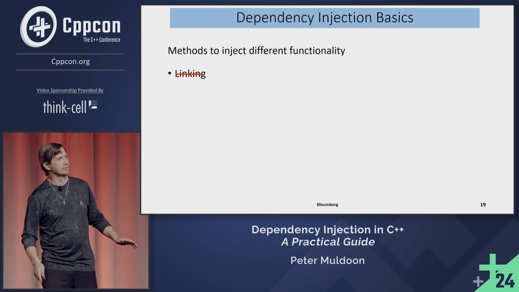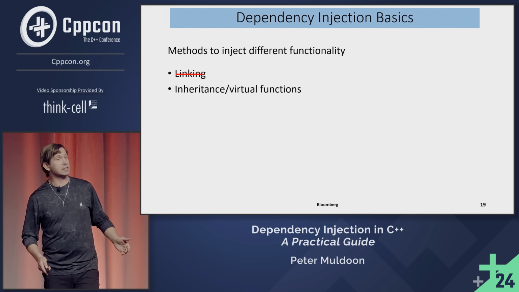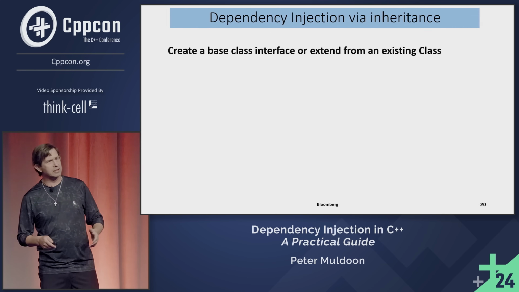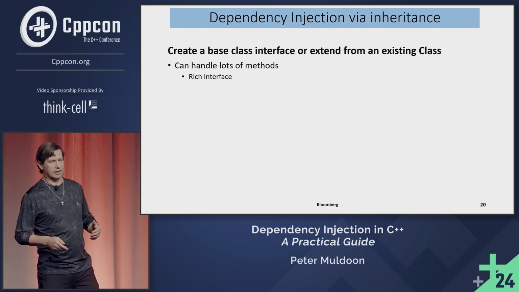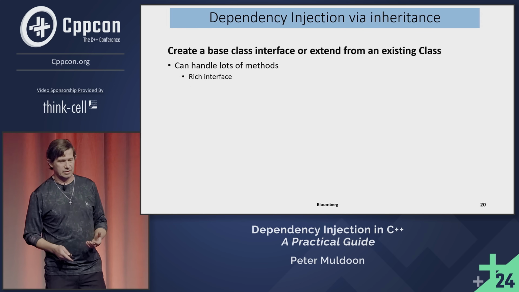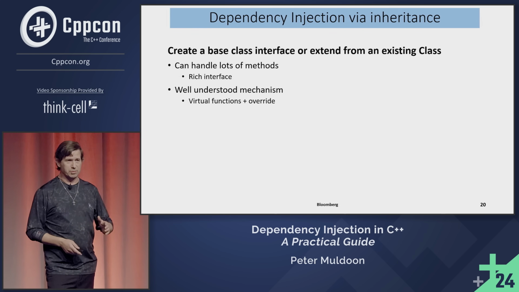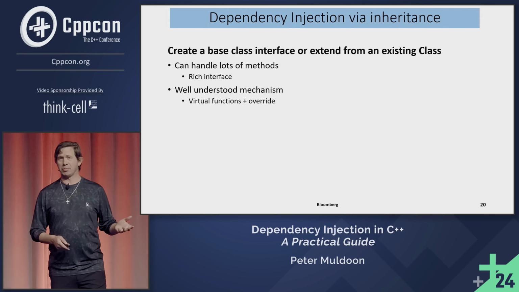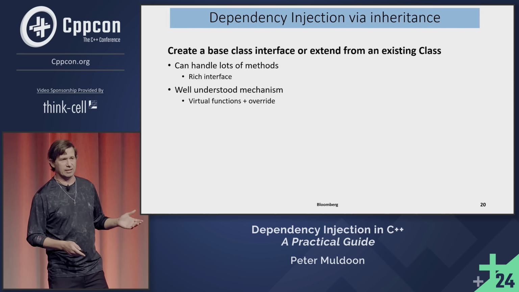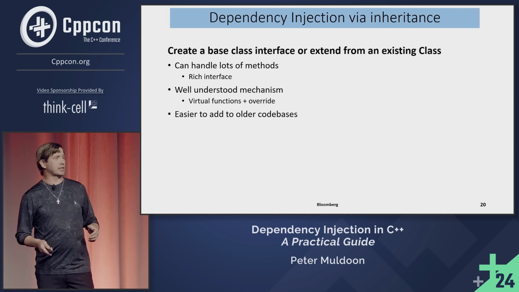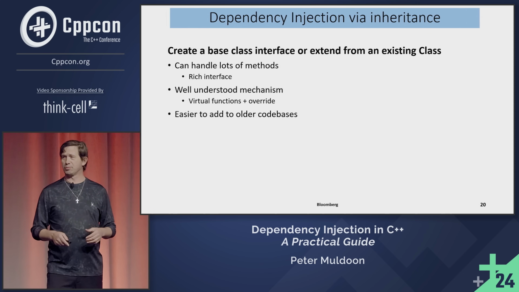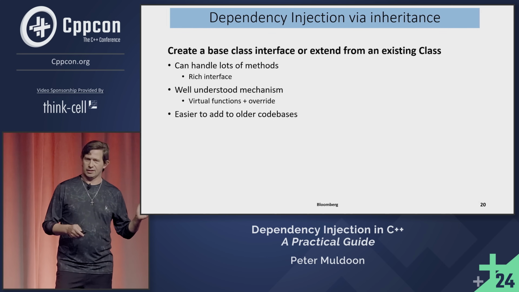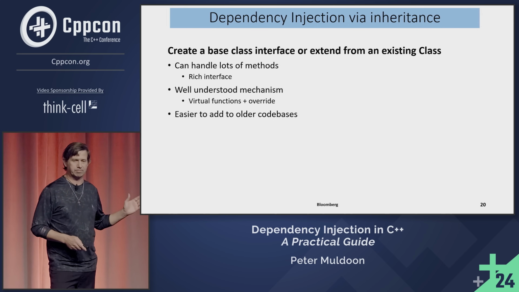That's off the table. So what about inheritance and virtual functions? That's another way of injecting functionality. We create a base class interface, or we extend from an existing class. This can handle lots of methods, or it's got a rich interface. It's a well-understood mechanism. We've had virtual functions since day one, and override since C++11, which is 13 years ago, so it's well established by now. And it's easier to add to older code bases. Legacy code bases tend to be built up on a lot of inheritance. Anything that's over 10 years old, I'll say, is probably just completely inheritance-based.